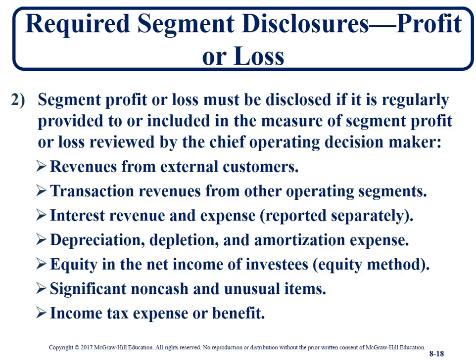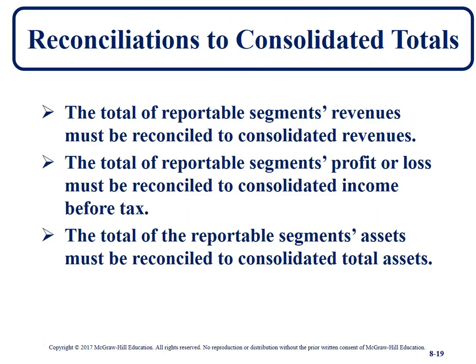So what are we going to report? Revenues from external customers, transaction revenues from other operating segments, interest revenue and expense reported separately, depreciation, depletion, and amortization, equity and the net income on investees if they're using the equity method, significant non-cash and unusual items, and income tax expense or benefit. So those would be things that would be disclosed.